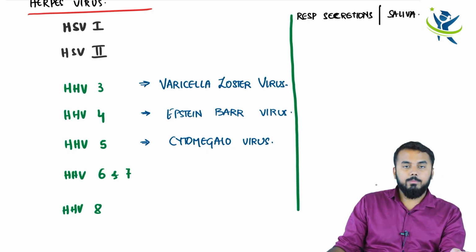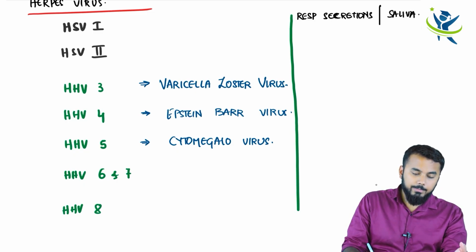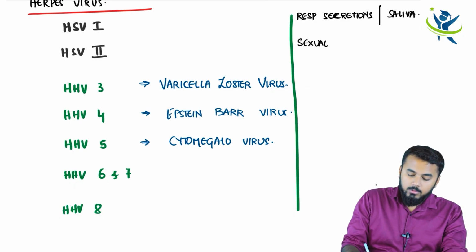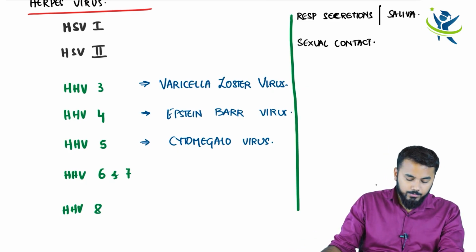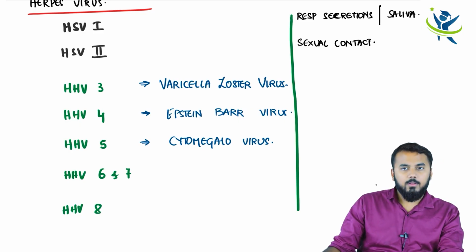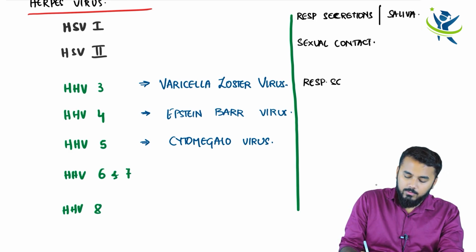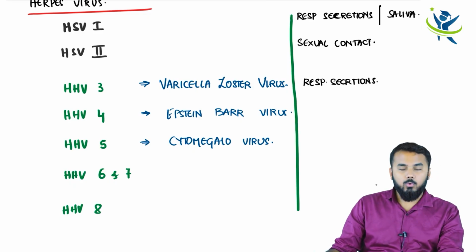Now when it comes to herpes simplex virus 2, the main reason is 2. So two people come together and they have sexual contact. So sexual contact is the main reason for herpes simplex virus 2. Now when it comes to varicella zoster virus, that will also be respiratory secretions. Again, when I say respiratory secretions, saliva also will be a part of it. Now human herpes virus 4.